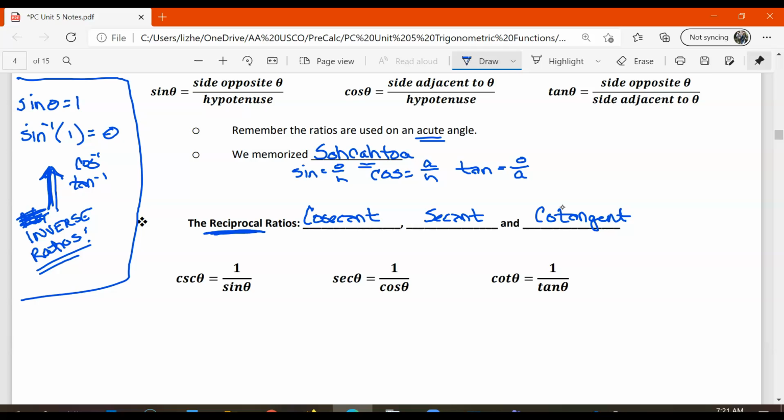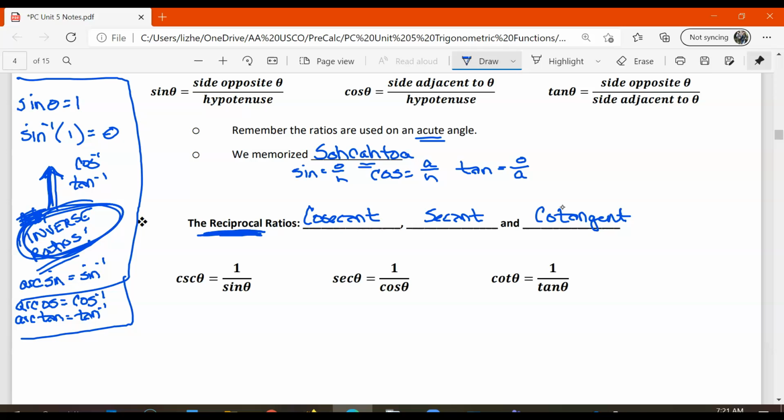All right? By the way, another word that you're going to learn in a couple of units for inverse is arc. So we could say arc sine. Arc sine is the same as sine to the negative 1. And arc cosine is the same as cosine to the negative 1. And arc tangent is the same as tangent to the negative 1. So these are all your inverse ratios. But these that we're going to learn today are our reciprocal ratios.